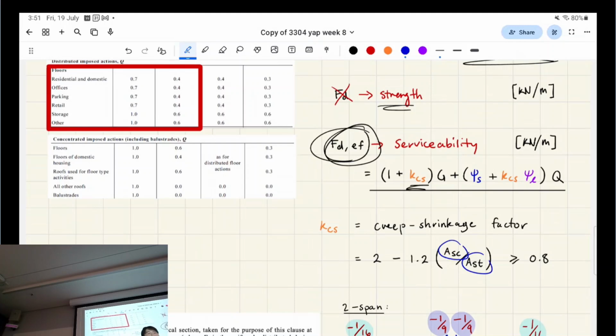But I've got a question for you. Would you ever put more compressive steel than tensile steel? No. Yeah, exactly. If you do put more compressive steel than tensile steel, you're an idiot anyway. So this number shouldn't be less than 0.8 anyway, right? But those are the two extremes, yeah? So 0.8 is if you have matching compressive steel as tensile steel. And 2 is if you don't have any compressive steel, right?